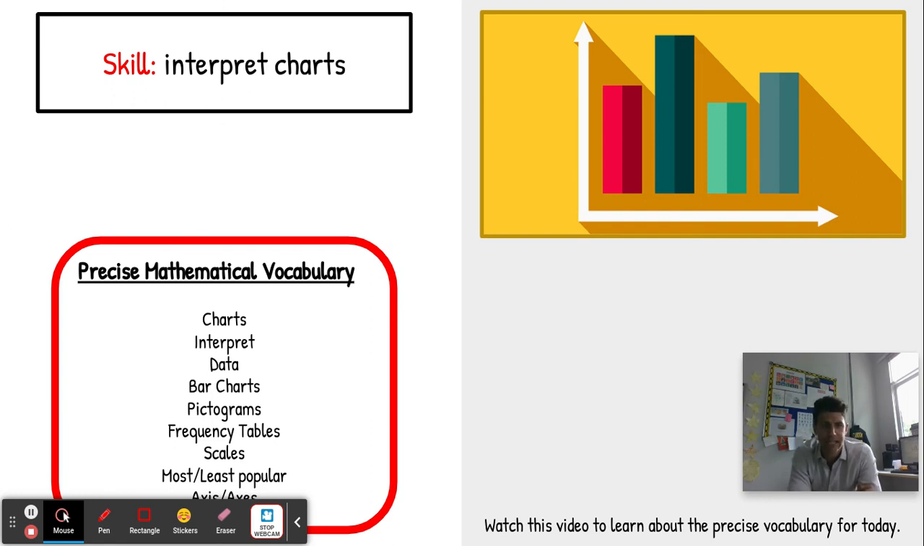We've got most and least popular, just things that you consider when you're making some of your decisions or when you are interpreting the chart. And finally, the word axis or axes. That means more than one, and they are the lines that go vertically and horizontally across in a bar chart. So there's the precise mathematical vocabulary that you're going to need.